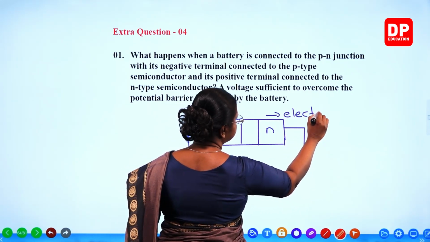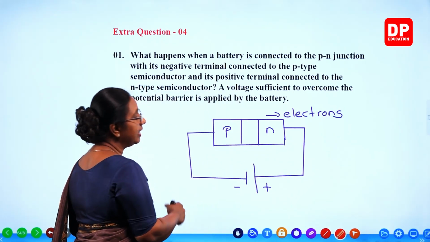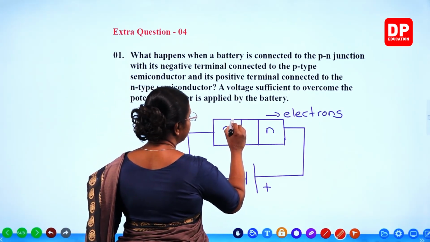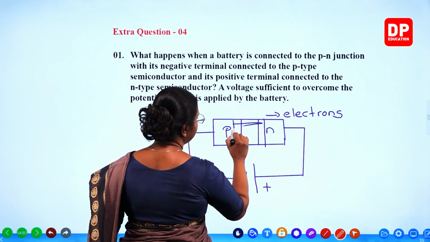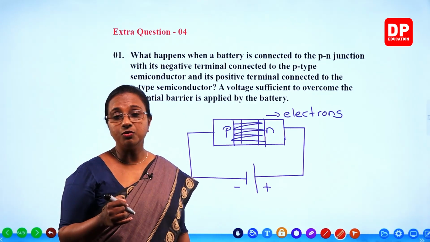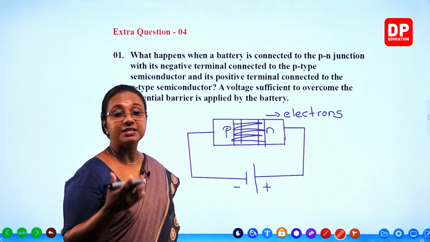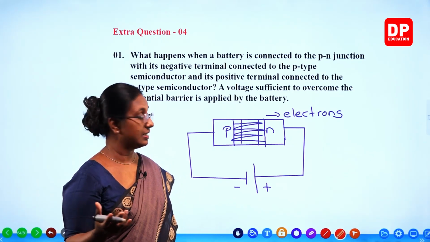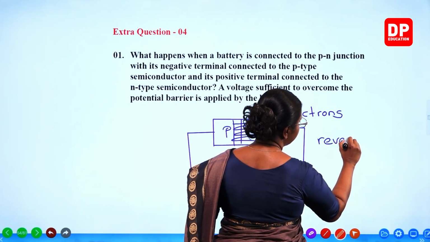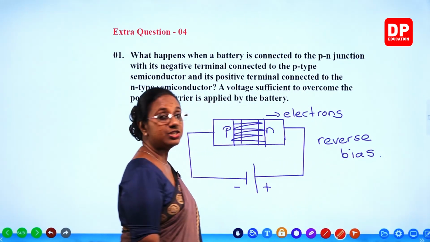Electrons. And here the holes will be neutralized by electrons. So, because of that, the region will widen further. It will become broader. And then there will be no current flowing across the PN junction. So, that means this is the reverse bias condition. So, this is the diagram where we have shown reverse bias of a PN junction.